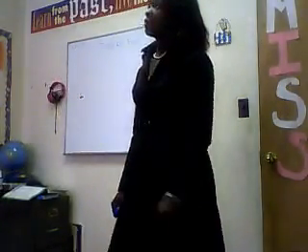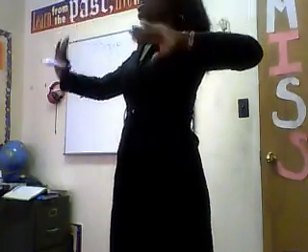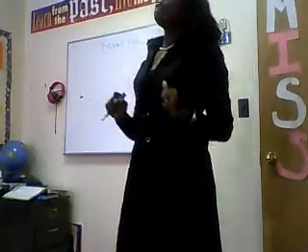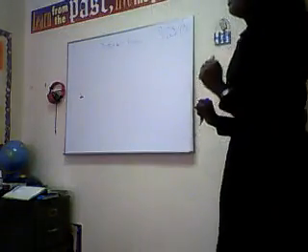1 times 5. 3 times 5. Stop. What are the factors of 15? 1 times 15, 3 times 5, and that's it. What are the multiples of 15? 15, 30.